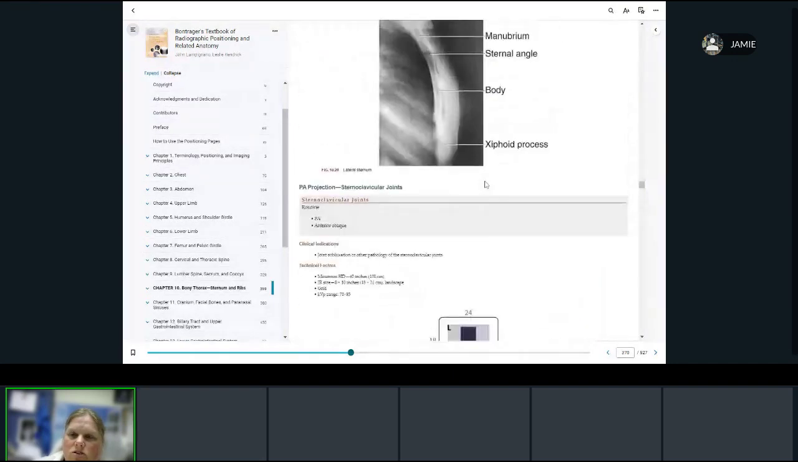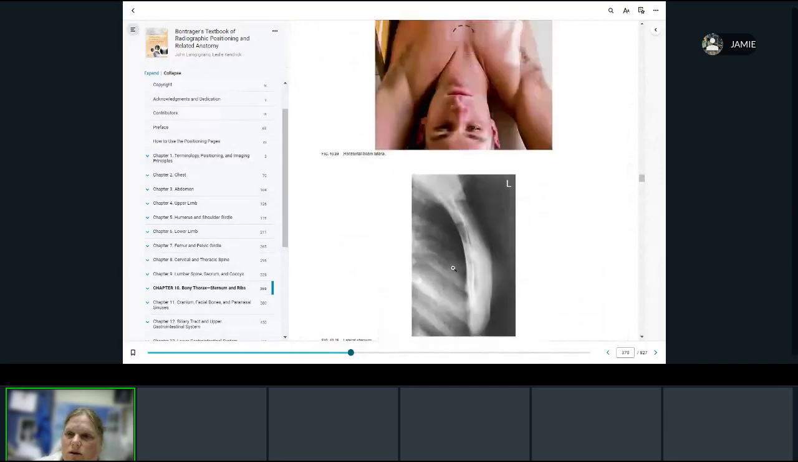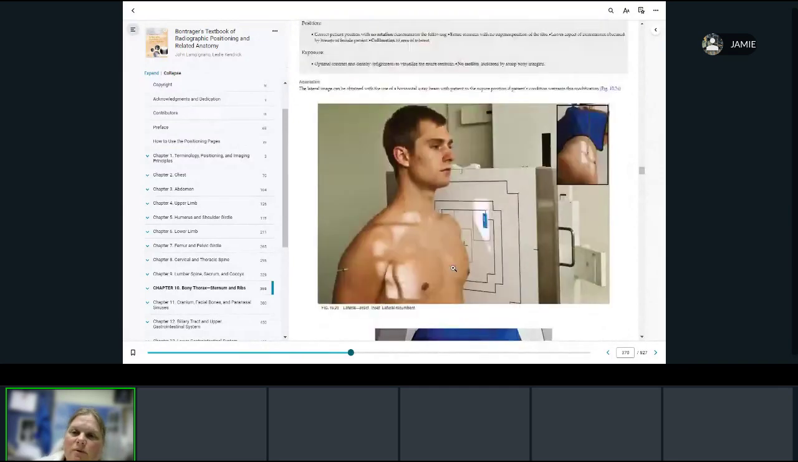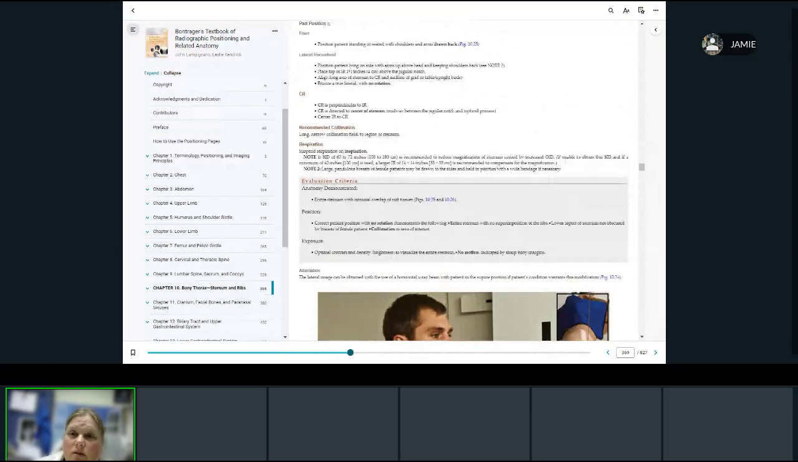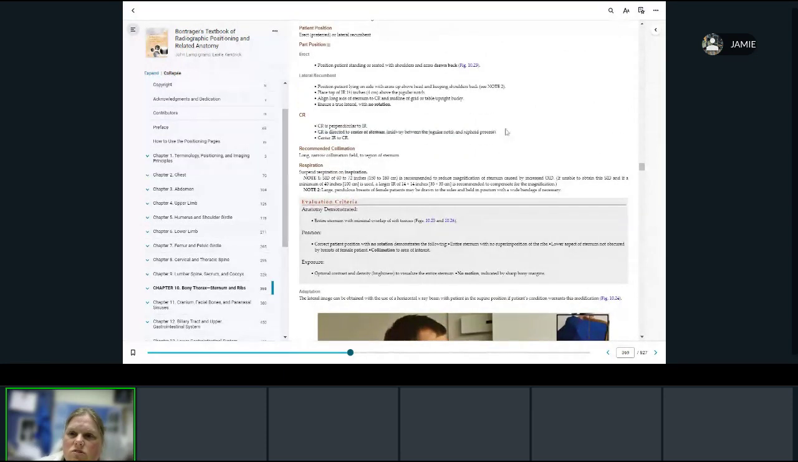Oh gosh, I scrolled on down to sternoclavicular joints. Sorry. That's tomorrow or Thursday. We're going to go over those. So center to mid-sternum. There it is. Center of sternum, midway between jugular notch and xiphoid process.